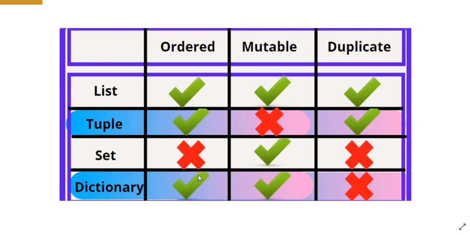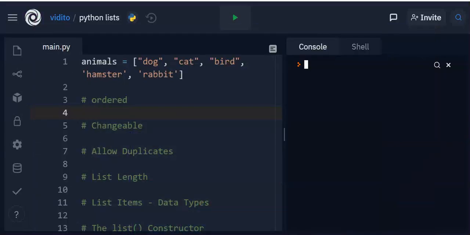Dictionaries are ordered since Python 3.7. Before that they were not ordered. Now they are ordered. You can change them, and they are based on key value pairs. And you cannot have duplicates either, so you cannot have a key value pair which is exactly the same. Now that being said, let's get to lists.